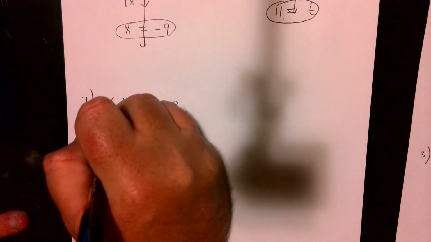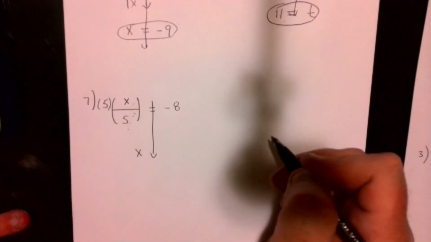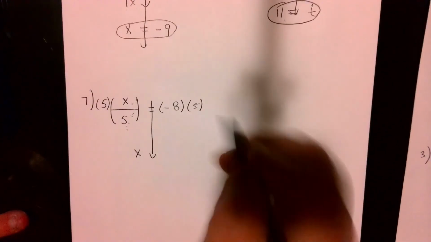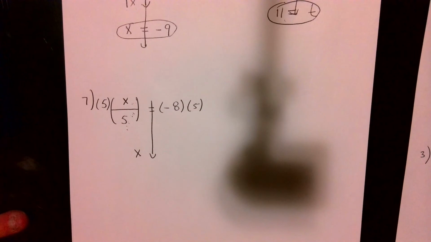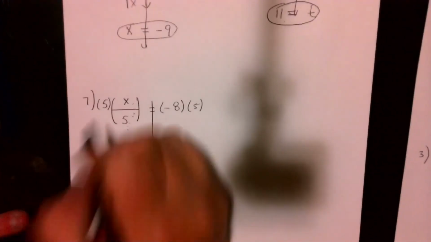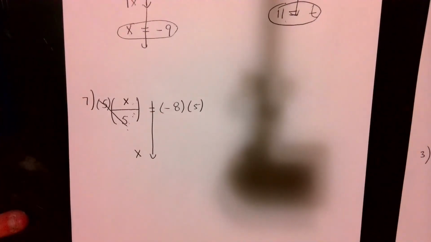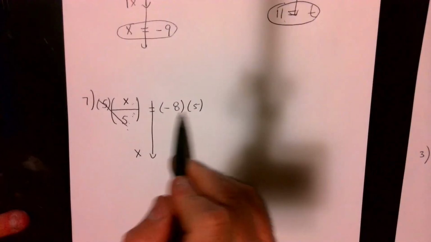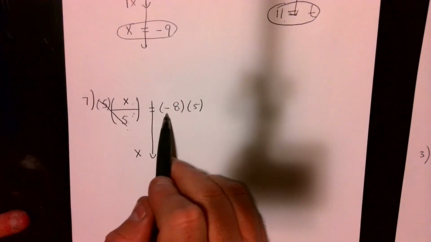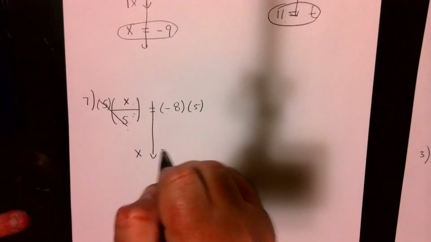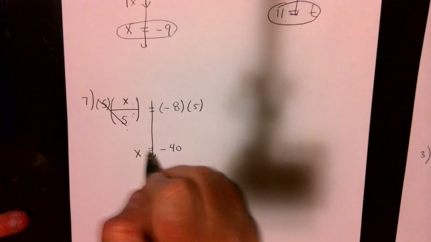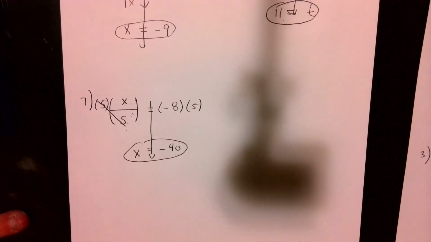Opposite of dividing is timesing. So we're going to times by 5. Well, if I times that by 5, I have to times this by 5. The whole reason why we times was to get those to cancel. So x is the only thing left. But over here, those aren't going to cancel. There's the math problem. Negative times a positive is a negative. 8 times 5 is 40. So x equals a negative 40.